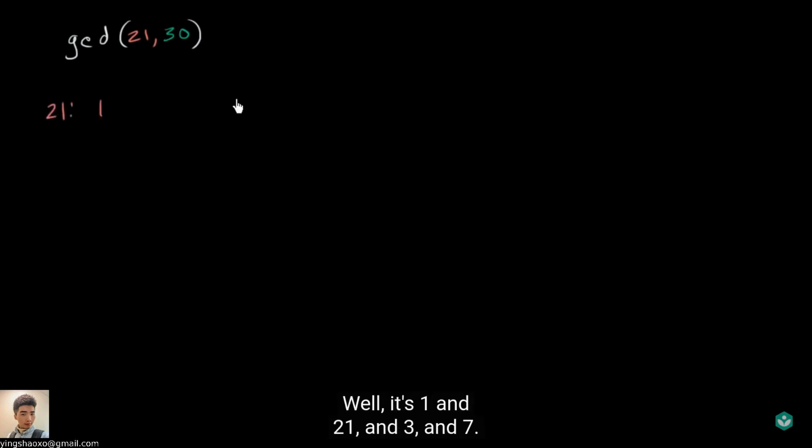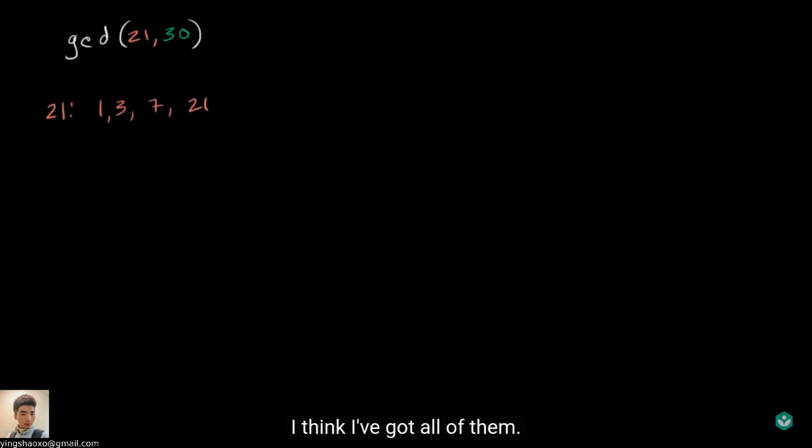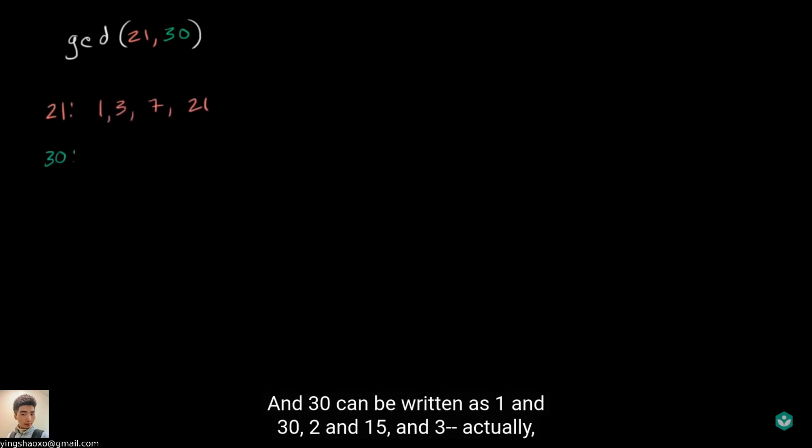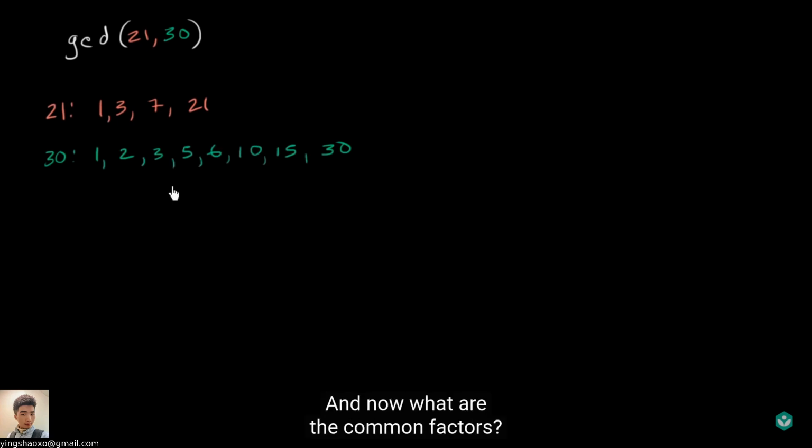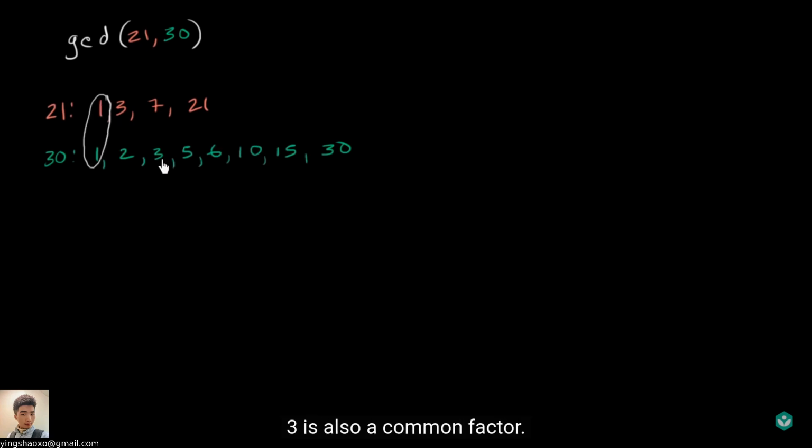21, what are all the factors? 1 and 21, and 3 and 7. And 30 can be written as 1 and 30, 2 and 15, 3 and 10, and 5 and 6. Here are all of the factors of 30. And now, what are the common ones? Well, 1 is there, 3 is also. What is the greatest common factor or the greatest common divisor? Well, it is going to be 3.